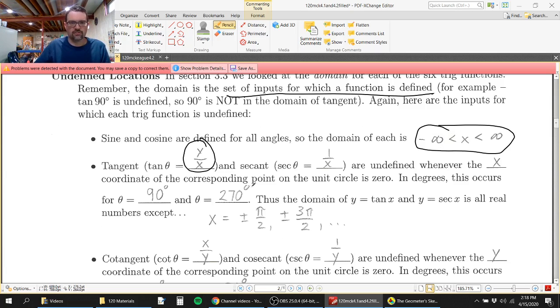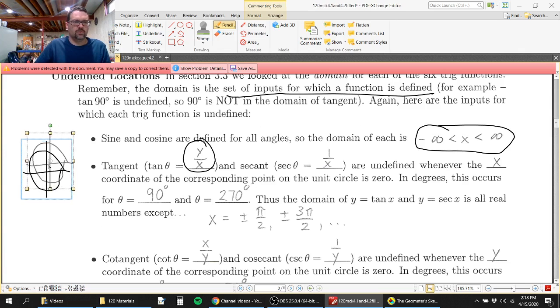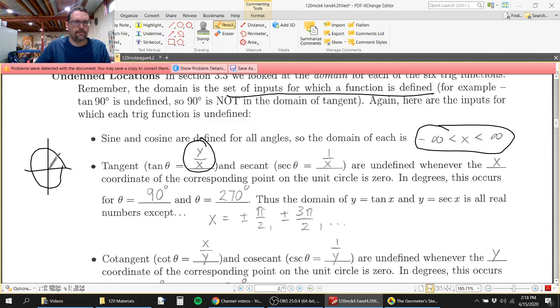Tangent is good old y over x. So if we're on the unit circle somewhere, here's x and y. Tangent is undefined when we have an x on the bottom, when x is 0, and that's the same for secant. And that happens in degrees at 90 and at 270.